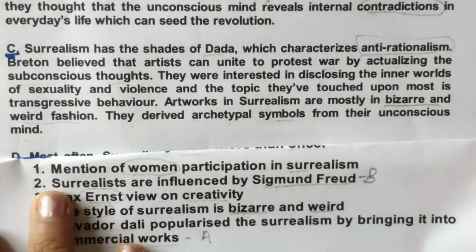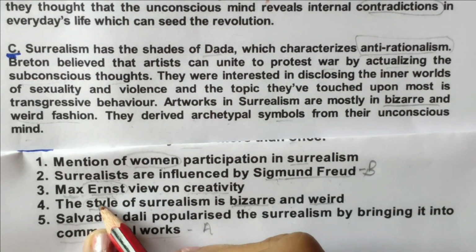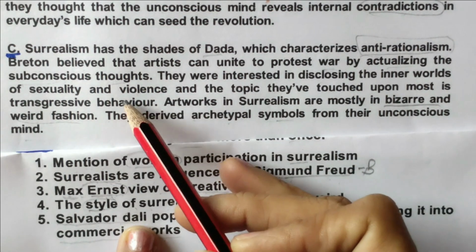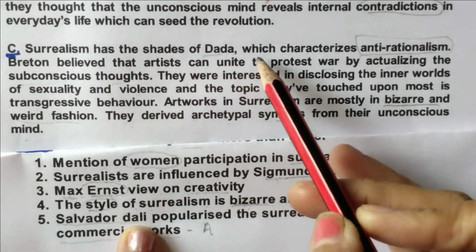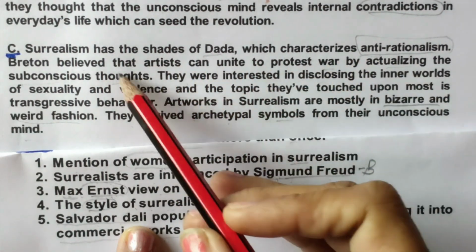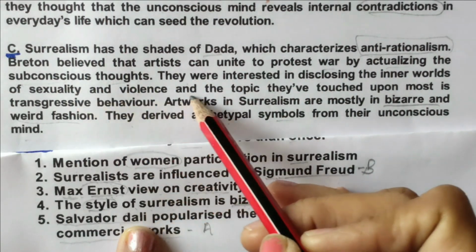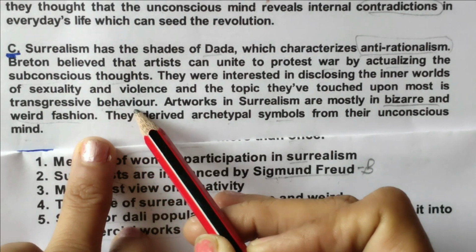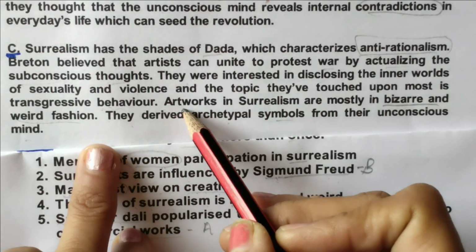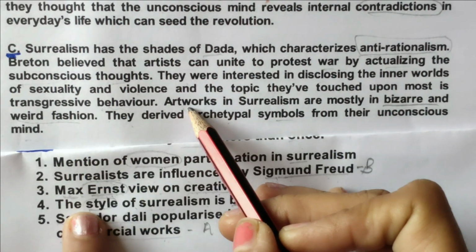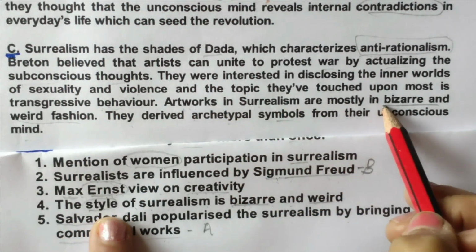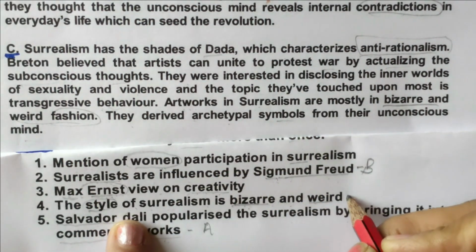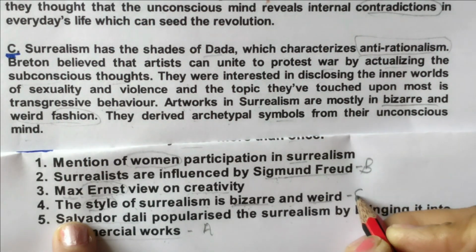Now I think they are talking about this fourth number: the style of surrealism is weird. Now where is style? It has shades of Dada, which characterizes anti-rationalism. Maybe they have not used the same word, but they have even touched on behavior, so behavior kind of thing is this style. Artworks are also related to style, and fashion is also style. Okay, so we will just put this fourth number with C.